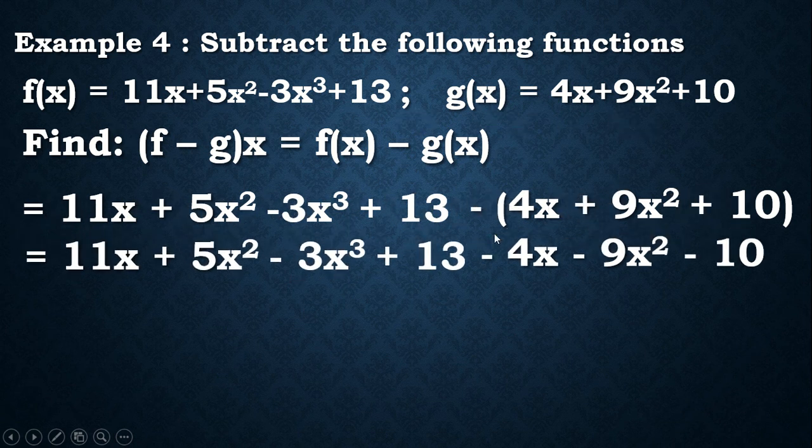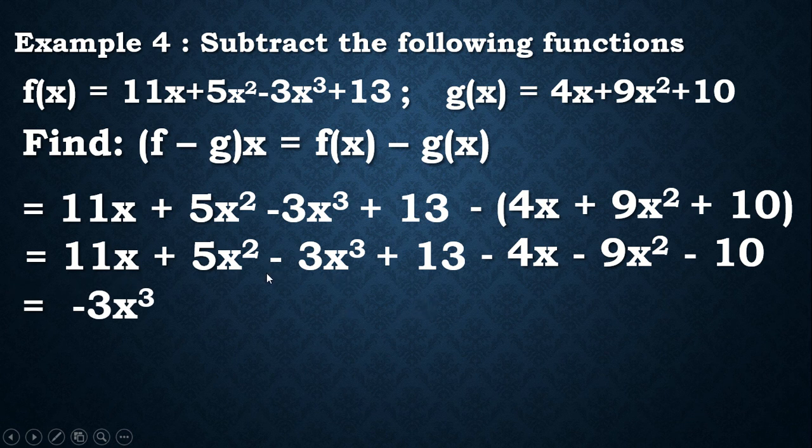Oh, we have to perform the distributive property of multiplication first in this g of x. Negative times 4x, that is negative 4x. Negative times positive, that is definitely negative, and then 9x squared. Negative or minus times the positive 10, that is negative 10. And then we have to arrange it in descending order.